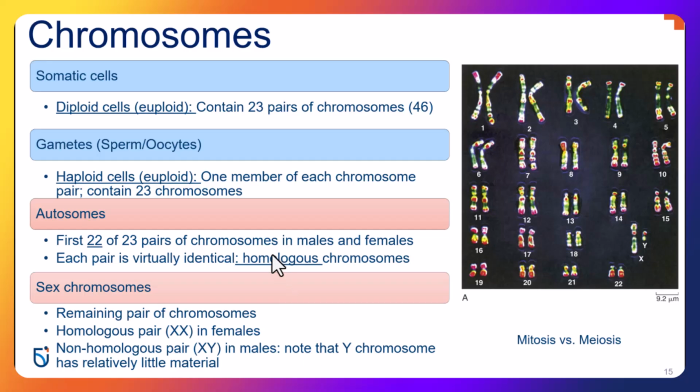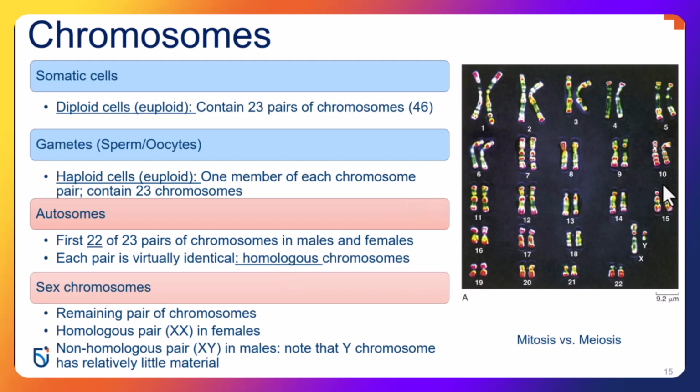Most of our chromosomes, so we're talking 23 of the 23 pairs, are called autosomes. These are homologous pairs. Homologous referring to the same. This means that one chromosome comes from each parent and they carry the same genes in the same order.